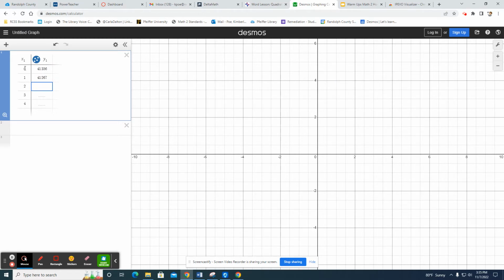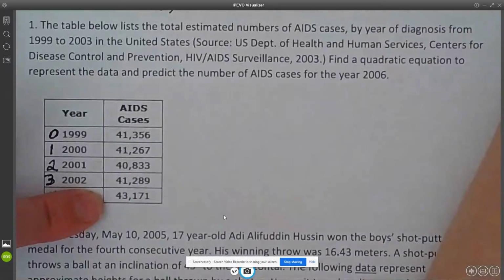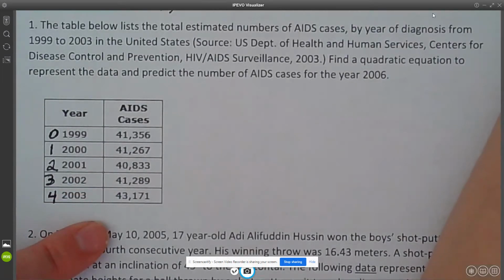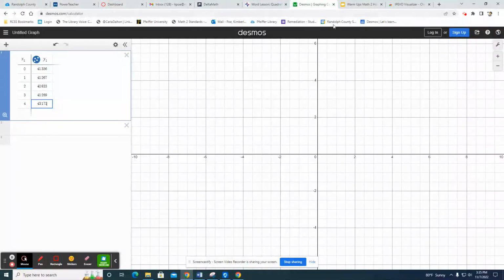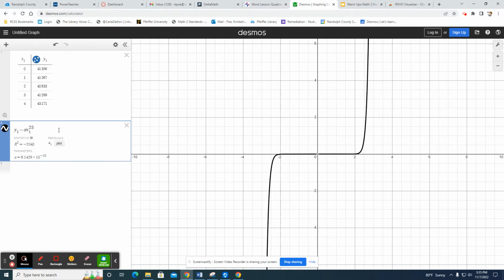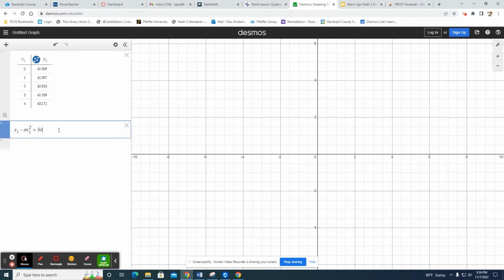41,356, 41,267, 48,33, 41,289, and 43,171. Now that's all the numbers that I got from right here. Those are the same numbers. After you do that, step 2 told us to type in that equation. So y1, notice how it automatically goes to a subscript, and then the tilde symbol, a x1 squared plus b x1 plus c. Now, if you'll notice right over here, we have an A, B, and C.